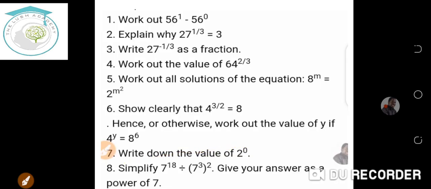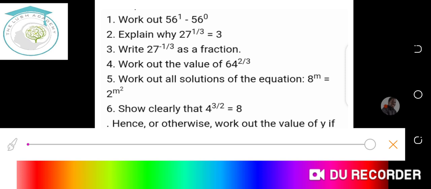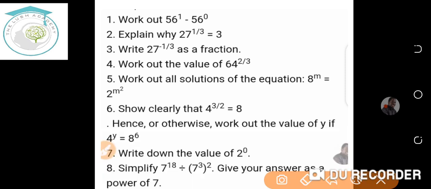Number 3. We are told to write 27 to the power of -1/3 as a fraction. Okay, 27 to the power of -1/3 to be written as a fraction.